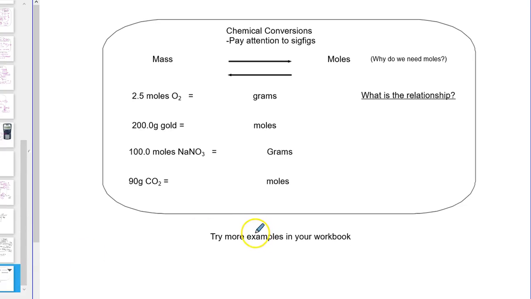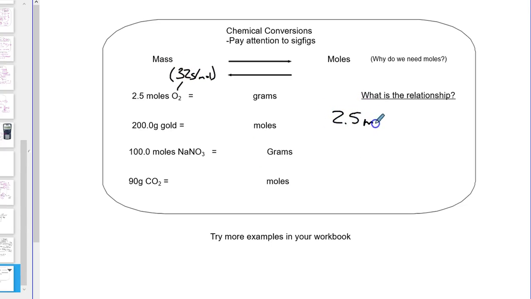Okay, now to do these guys is 2 steps. Go from moles to grams. You need to know how much 1 mole weighs. Oxygen times 2 is 32 grams per mole. Sometimes I like to put them in parentheses above. Let's do the work here.